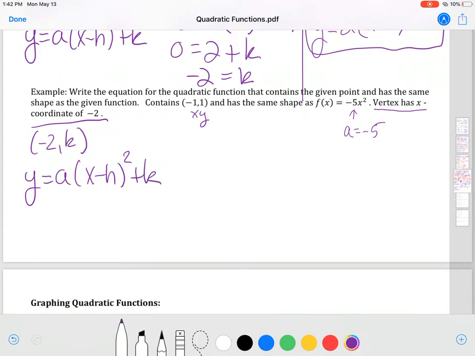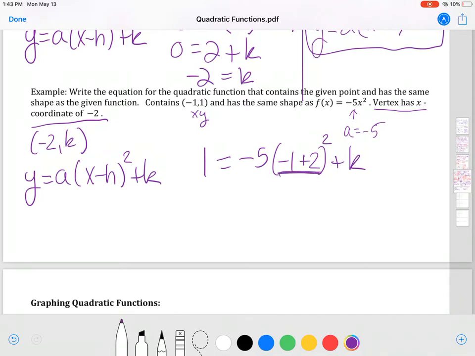So I'm going to plug in my value for x, y, h, and a and figure out what my k is, so then I can write out my final answer. So my a is -5. My y is 1. My x is -1. My h is -2. So when I have x minus h, which is x minus a -2, that's going to make it a +2 because of the double negative. And then I have plus k.